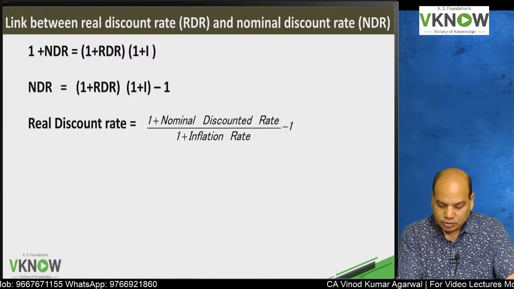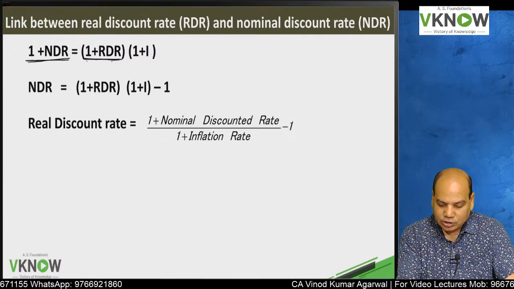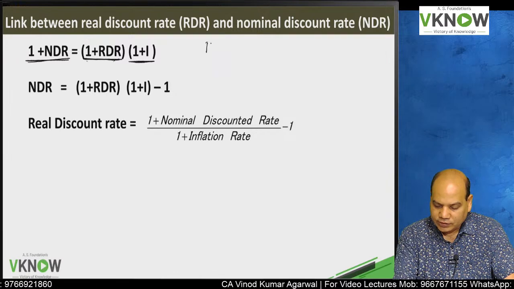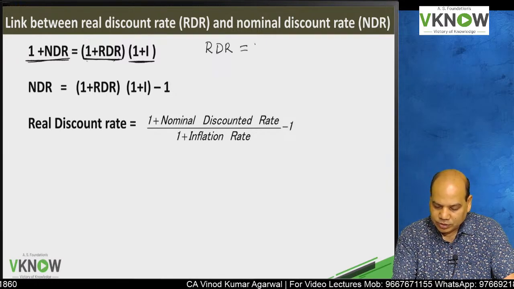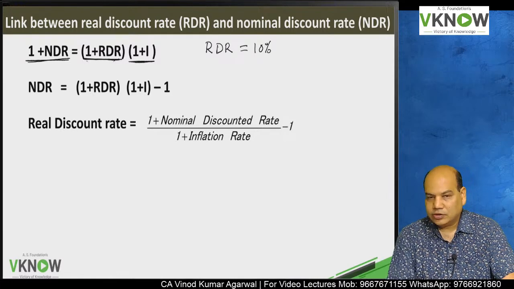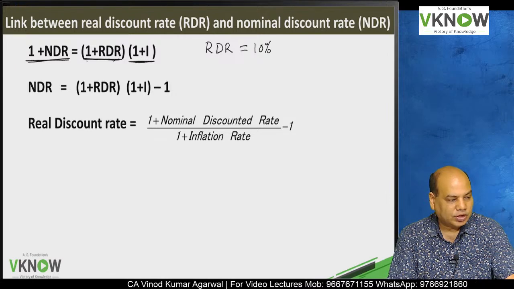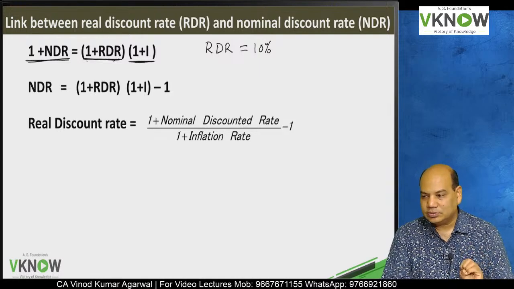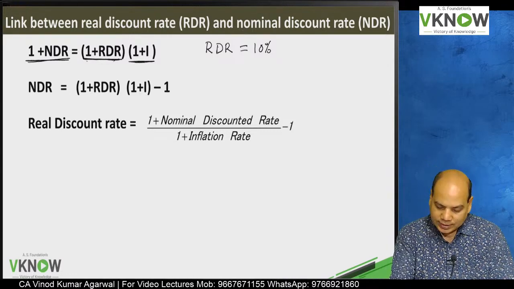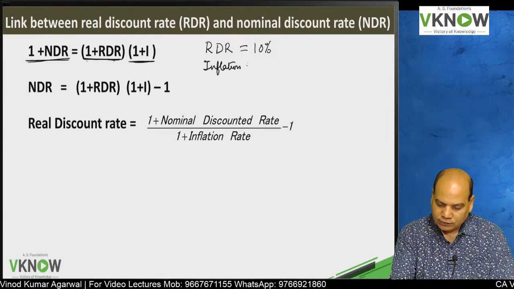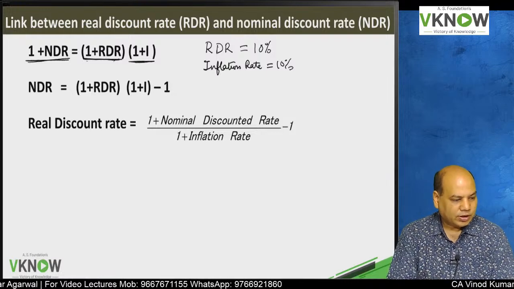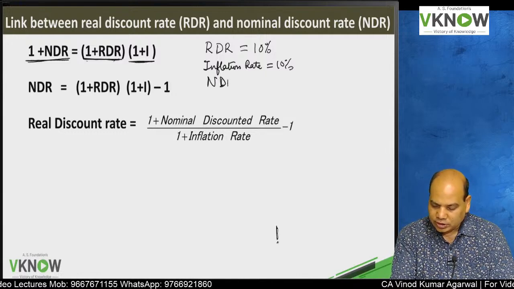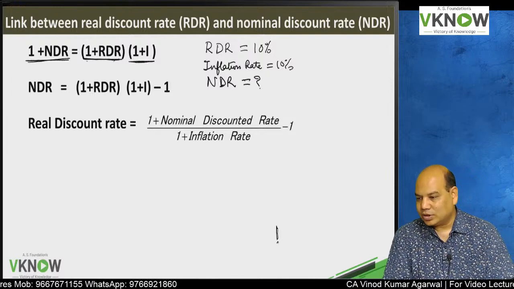The formula is 1 plus nominal discount rate equals 1 plus real discount rate into 1 plus inflation rate. Let us say, for example, the real discount rate is 10%. That is, my discount rate does not include an inflation premium. It involves the basic time value of money, but it does not include an inflation premium. And suppose the inflation rate is 10%. My question is, what will be your nominal discount rate?